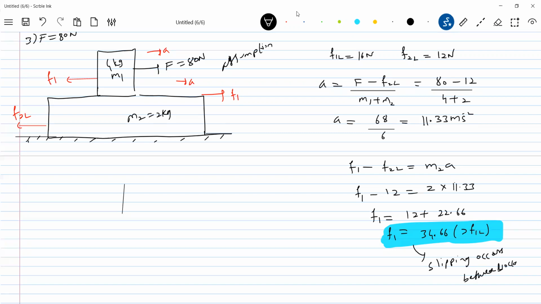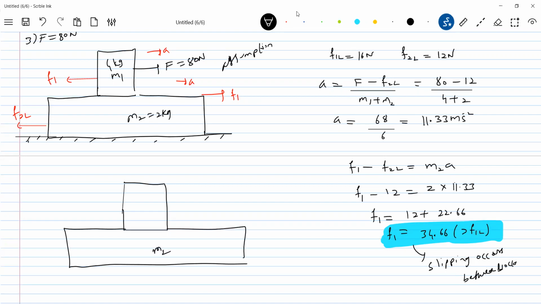Tell me, I should come and do the correction. The problem is not over. So this is M2, this is M1, this is the applied force. Here, what will be the thing? In fact, limiting friction will act. This will be F1L.